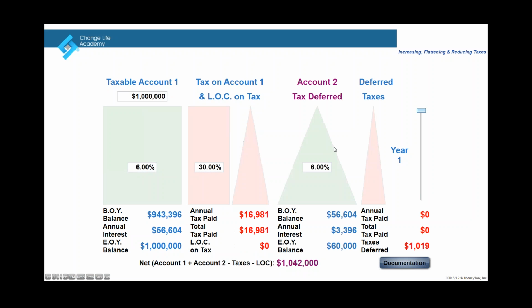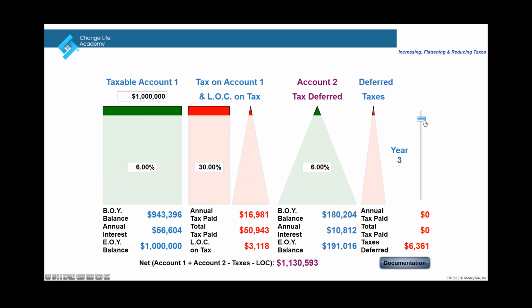Now, what if we were to take that interest each year and move that over into a tax-deferred account? Now all of a sudden in year 1, we have $56,000 over here in account number 2. So we're taking their existing money and moving just the interest, in this case $56,000 a year. We move that $56,000 over here. That account also gets 6%, and so you've got almost $3,400 in interest in just year 1 alone.